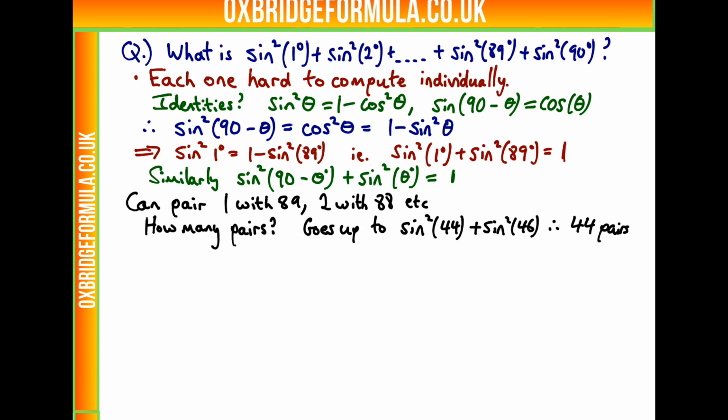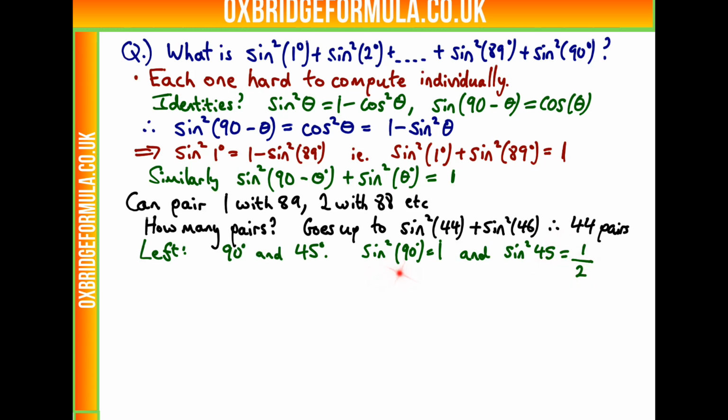And what are we left with? We are left with sine squared of 45, and sine squared of 90, as we don't have a 0 in the end. But what is sine squared of 45? Well, that's precisely equal to a half, and sine squared of 90 is equal to 1. So we have 44 pairs of 1s, plus 1, plus a half. So their sum is exactly 45 and a half. So the answer is D.